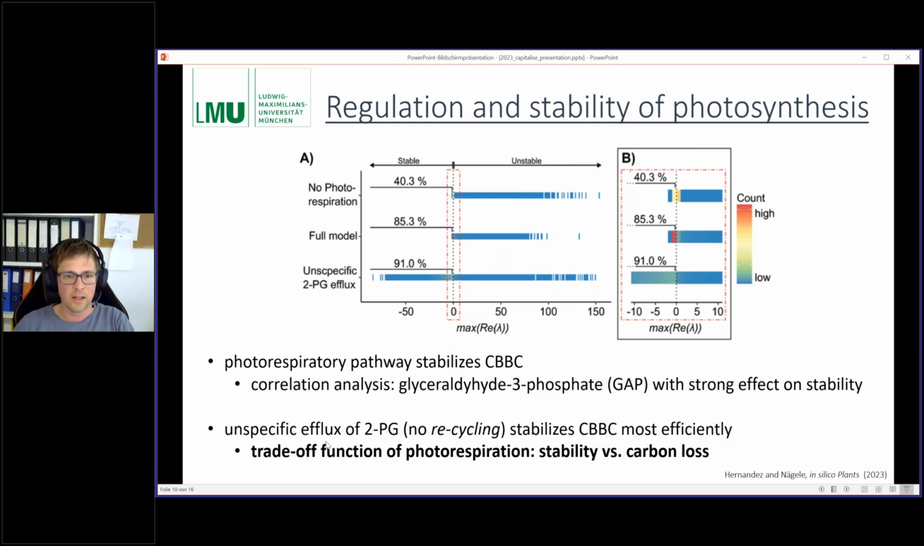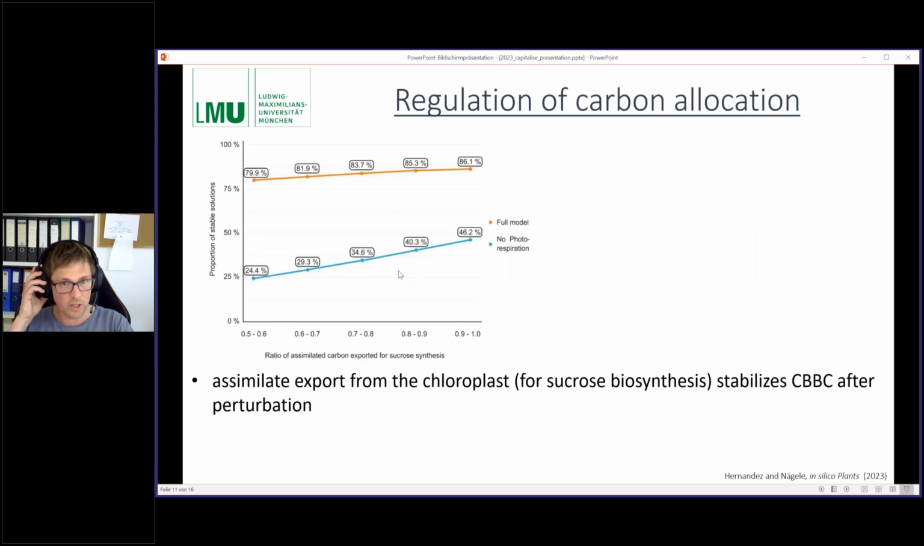And second was that an unspecific efflux of 2PG with no recycling, not coming back to the chloroplast again, so we lose carbon here, is even better stabilizing. And this brought us then to the idea, okay, this seems to be a trade-off function of photorespiration. So you stabilize the system, however, you have also to account for a little bit of carbon loss. It is, however, better than fully stabilizing the system and losing all the carbon due to oxygenation.